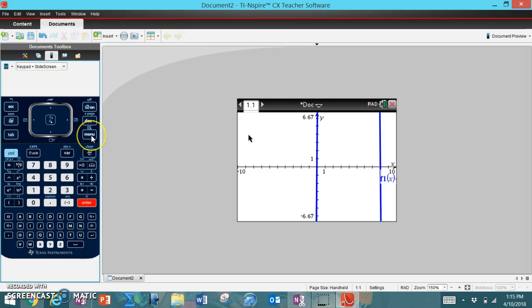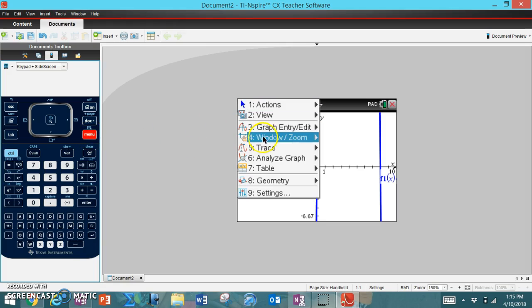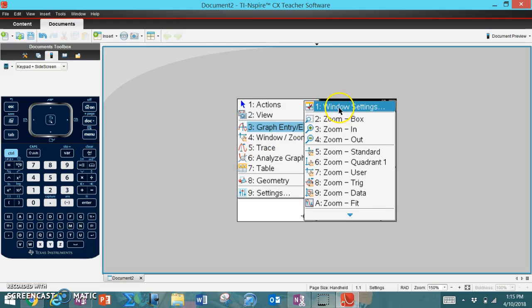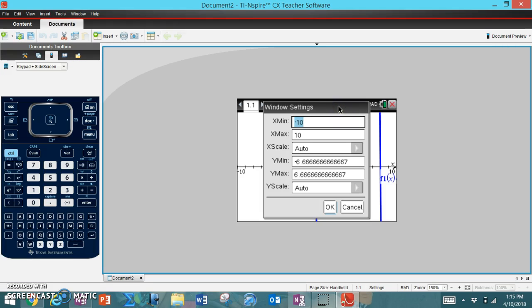So we're going to change the window by going to Menu, Window Zoom, Window Settings. Now my X values are fine because I could see both sides. Because we're in the real world, in theory I could change the x min to 0 because I don't care about time before 0, but I am just going to leave it. My y min, again, I'm okay seeing down there, but the y max, the highest values, I can't see enough of.